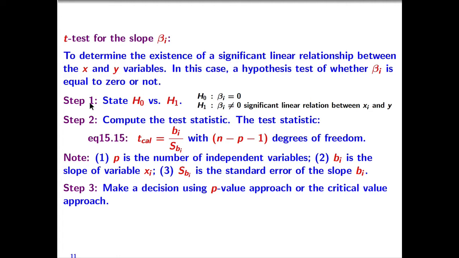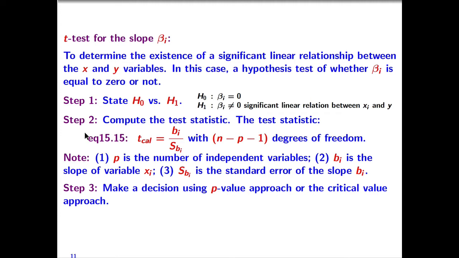So step number 1, we will state H0 versus H1. In this case, H1 is beta i not equal to 0, to establish a significant linear relationship between xi and y, versus H0, beta i equals 0.